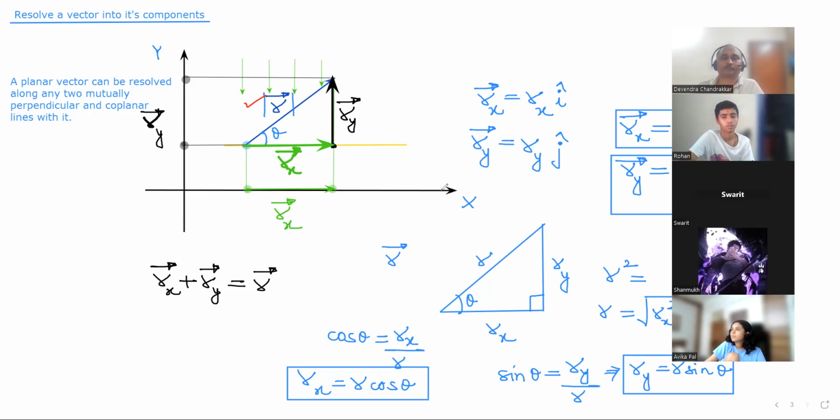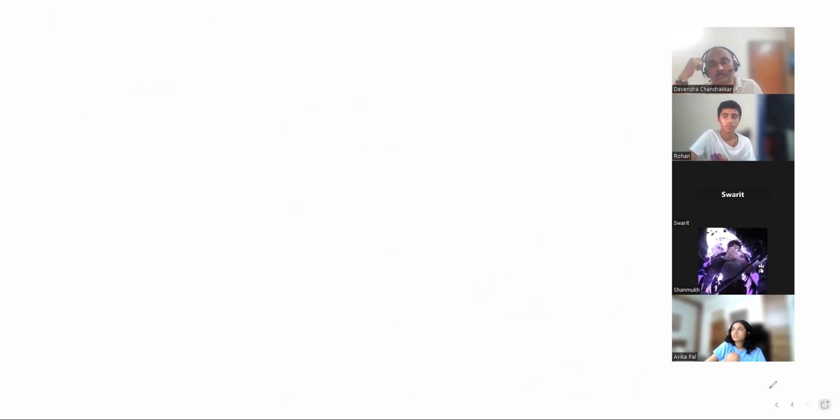Chalo. So what we have done in this part of the slide is we have found how to resolve a vector into its components. And we have also tried proving that if we add the components together following the vector law of addition, we get the vector back. Now, I'll teach you one more thing for this session.